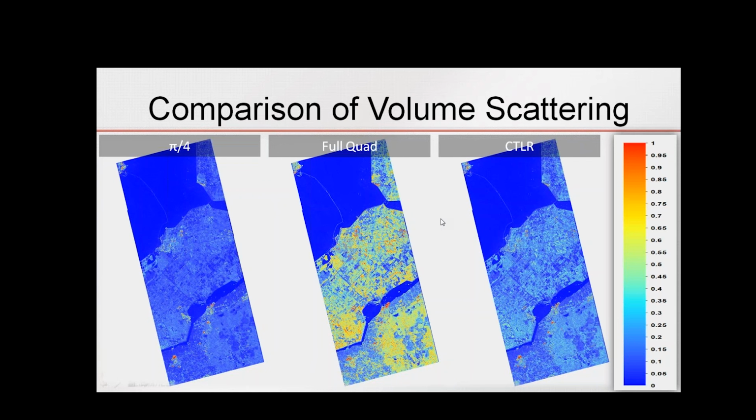So now I'm going to move on to the results of PSComDec. And the first decomposition parameter I'm going to look at is volume scattering. If you look at the results, you'll immediately notice that the full quad scene has much higher volume scattering in urban, forested, and agricultural areas. And between the CTLR and the pi/4 scene, it appears that the CTLR scene resembles the full quad the most. However, they're both quite low.